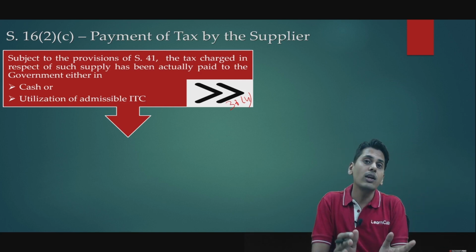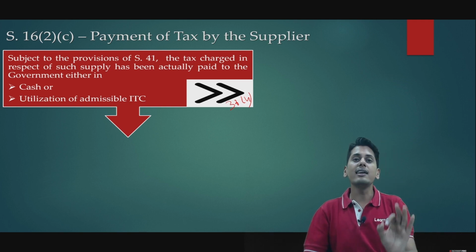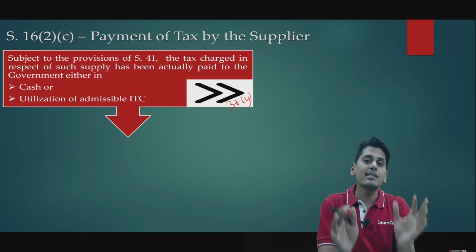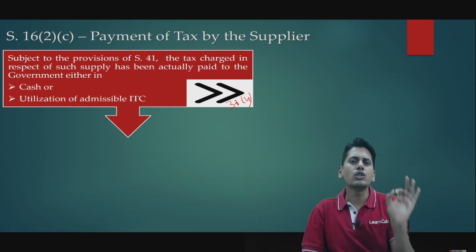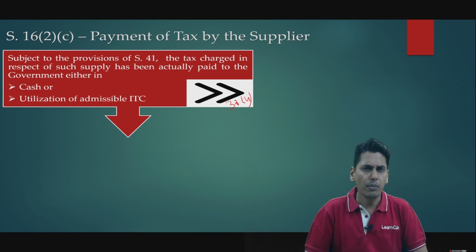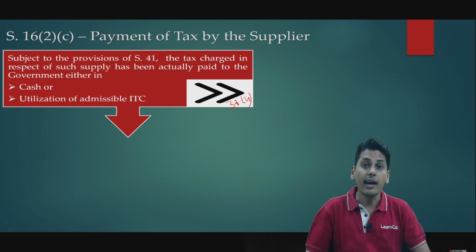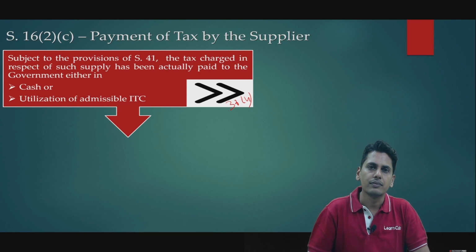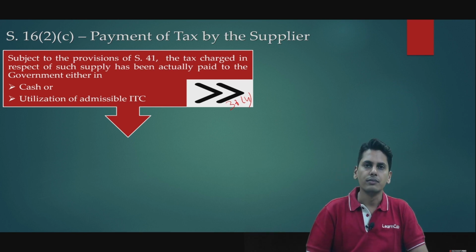Now what they have diluted in Rule 36(4) is that the supplier should have filed his GSTR-1, or the details of those invoices based on which the recipient wants to take the credit. The supplier should have uploaded these details of outward supplies in his statement of outward supplies, in his GSTR-1, and it should have appeared in GSTR-2A of the recipient. This was Rule 36(4), which stated so.